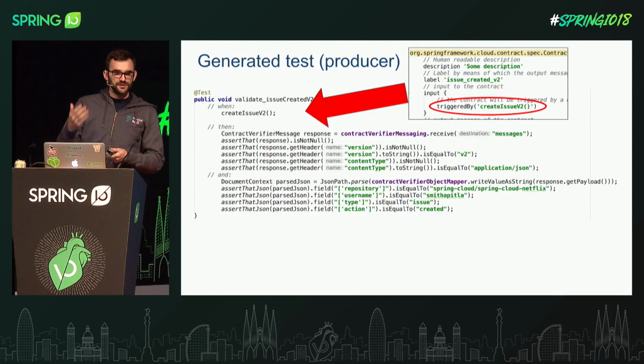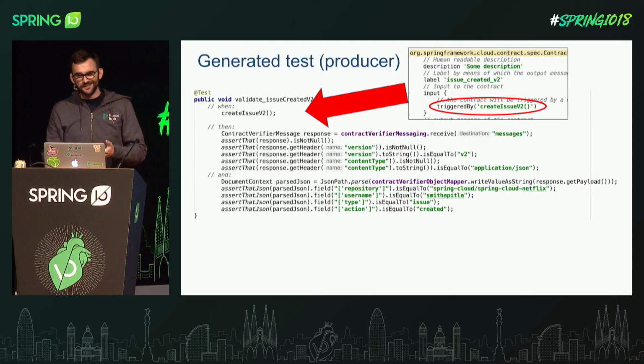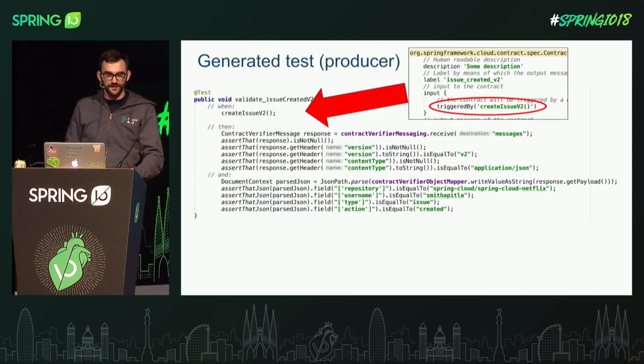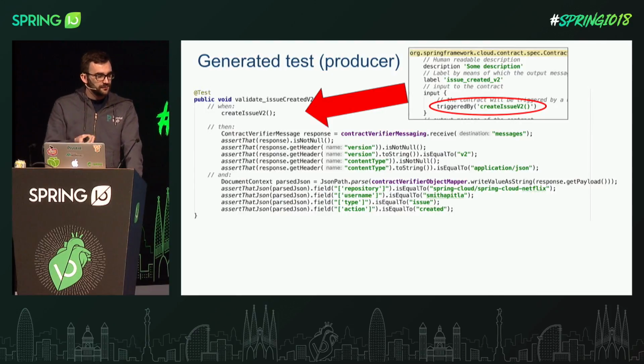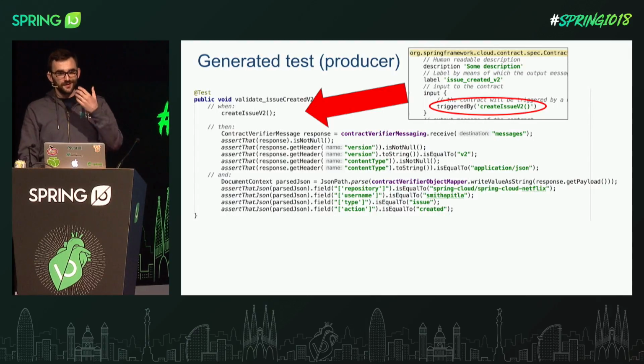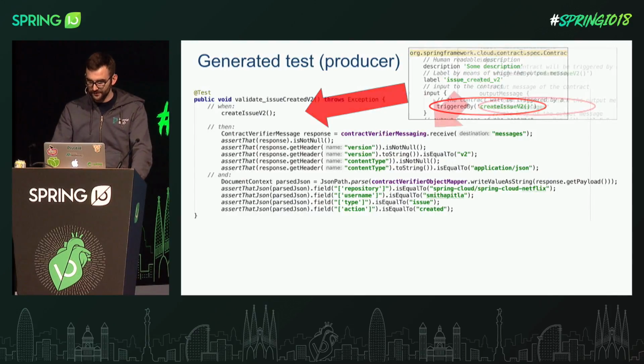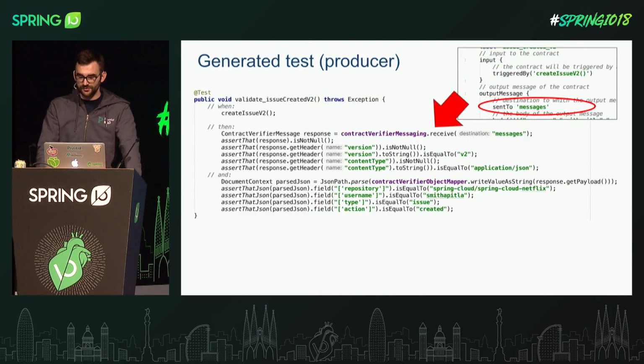Because if you have HTTP communication, it's blocking. Like, I send you a request, I expect a response. With messaging, that's not the case. Suddenly, you're going to have a message on some queue or topic or whatever. So on the producer side we need to somehow trigger the message, start this process at the end of which the message will be sent. So when we said triggered by createIssueV2, we actually call a method, createIssueV2, that should generate the message. Then we said the output message should be sent to messages.